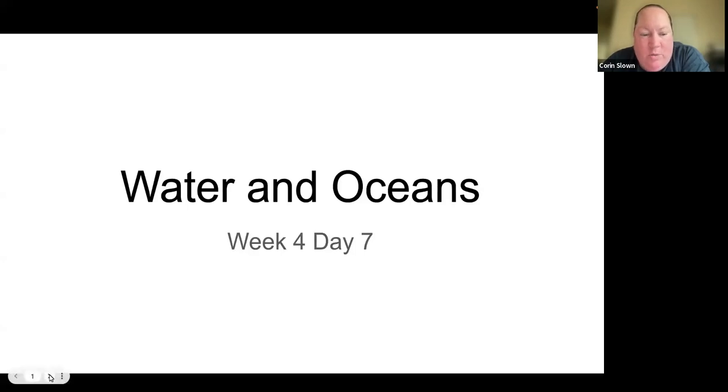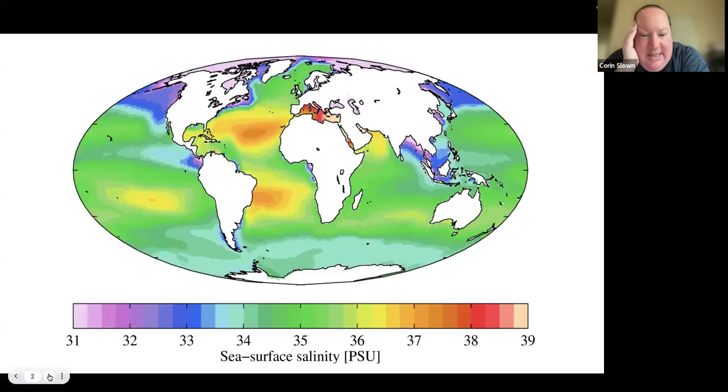Here we go. So we are taking a look at water and oceans, and we're going to use this context to think about concentration and solubility, but at a much larger scale. So when you see this image, what do you notice? What stands out to you?